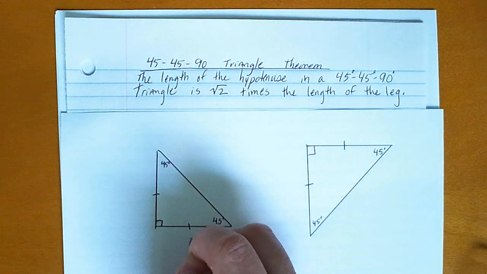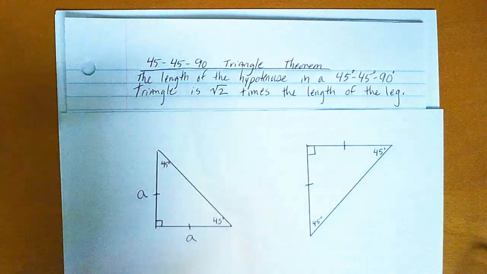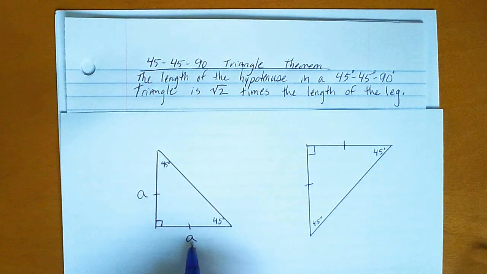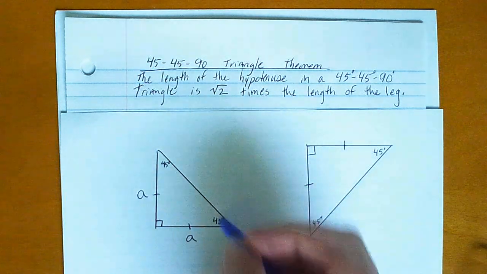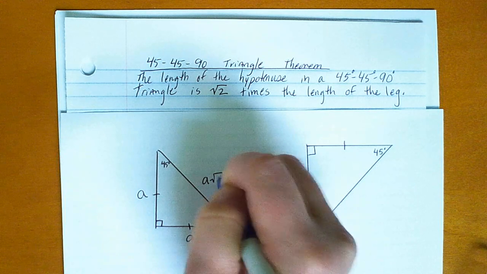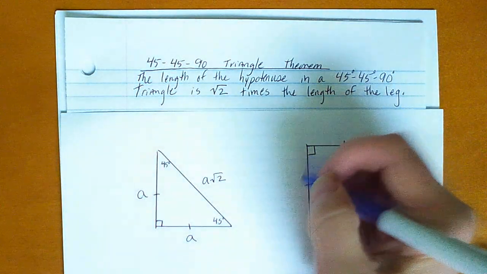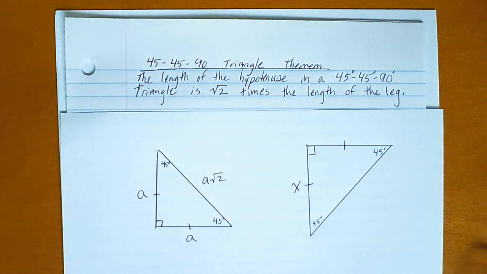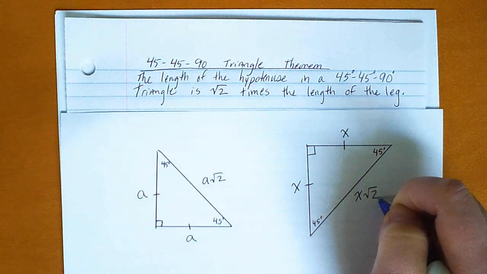So let's pretend for a moment that this side of this triangle is the variable A, and that's a leg in a right triangle. And over here, this side is also the variable A. Since this leg is A, the other leg has to be A. According to the theorem, the hypotenuse would be root 2 times whatever the leg is. So this is going to be A times root 2. And voila, we have a model. I didn't have to use A. I could have used any other variable. So over here, I'm going to use X. And if this is X, this would also have to be X, and then the hypotenuse would have to be X root 2.